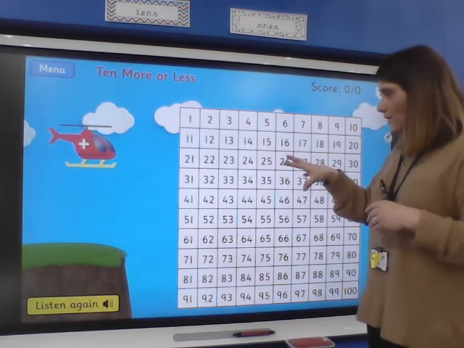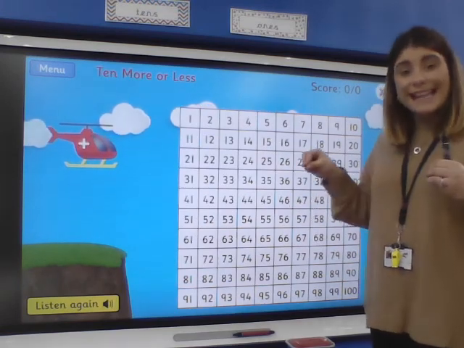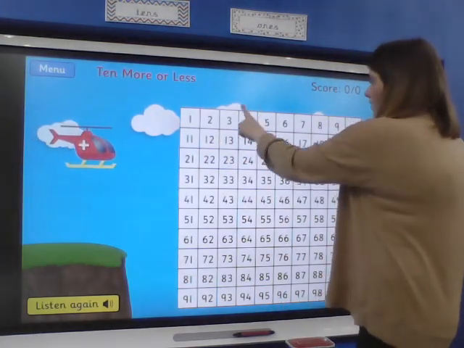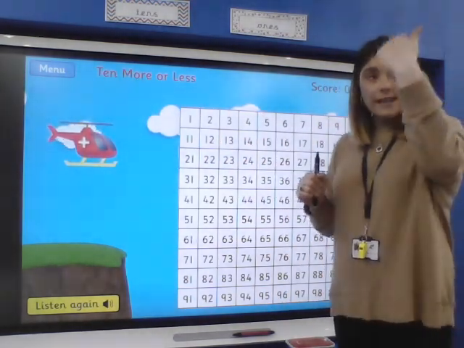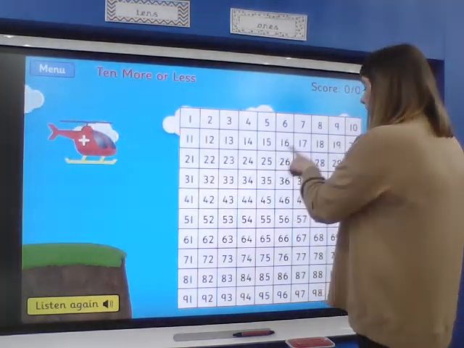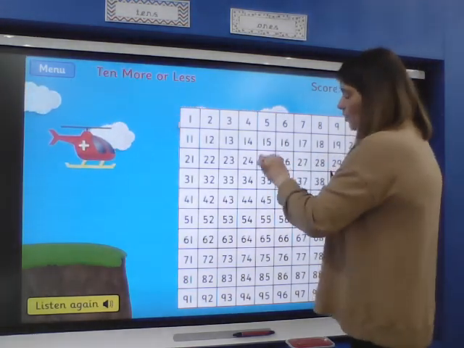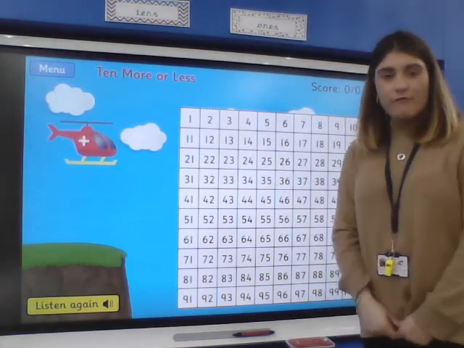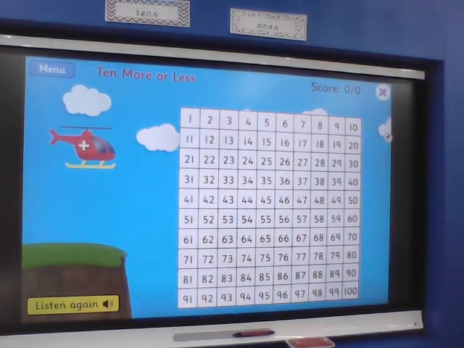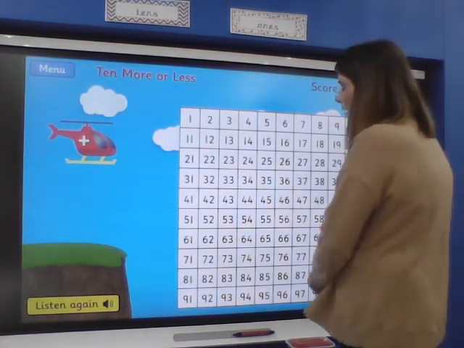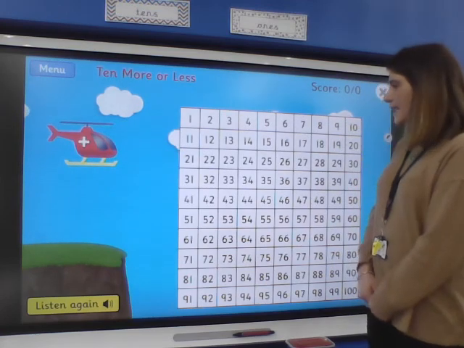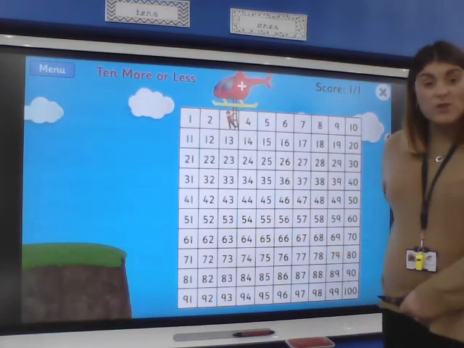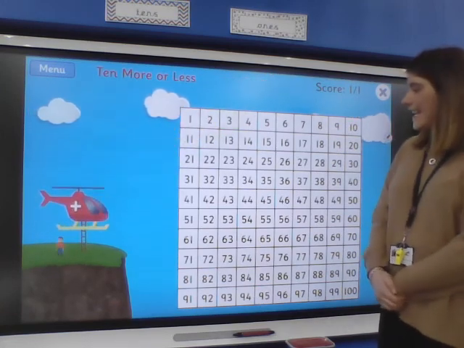Okay, so if you have got a 100 square or you're playing the game, 10 less is 1 square above, because if we count back 10, it will take us 1 square above. 10 more is 1 square down. If we count on 10 more, it will take us to 1 square below, 1 square down. So 10 less than 13, write on your whiteboard, 10 less than 13. Use my 100 square. That's fine, 13. 10 less would be 3. So did you get it correct? 10 less than 13 is 3.